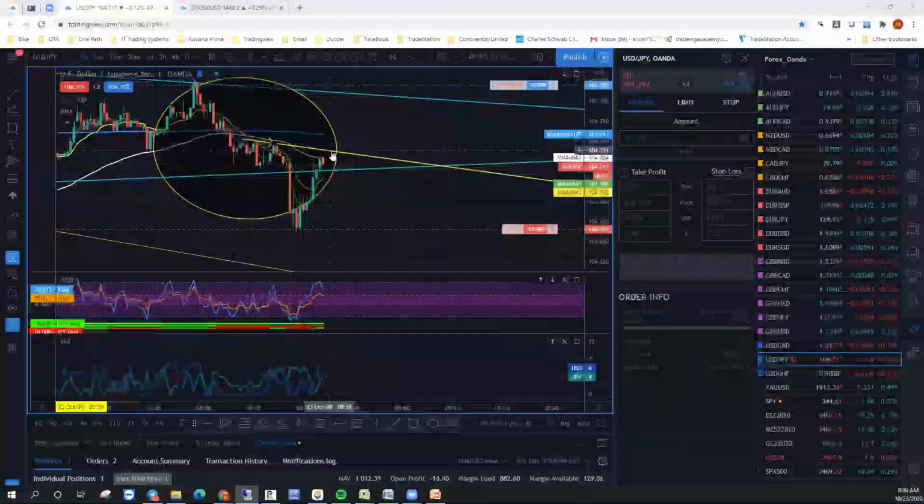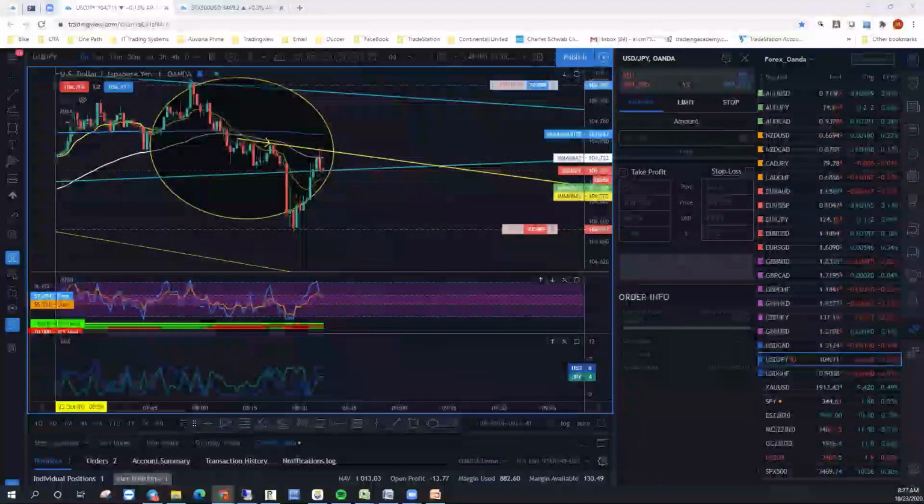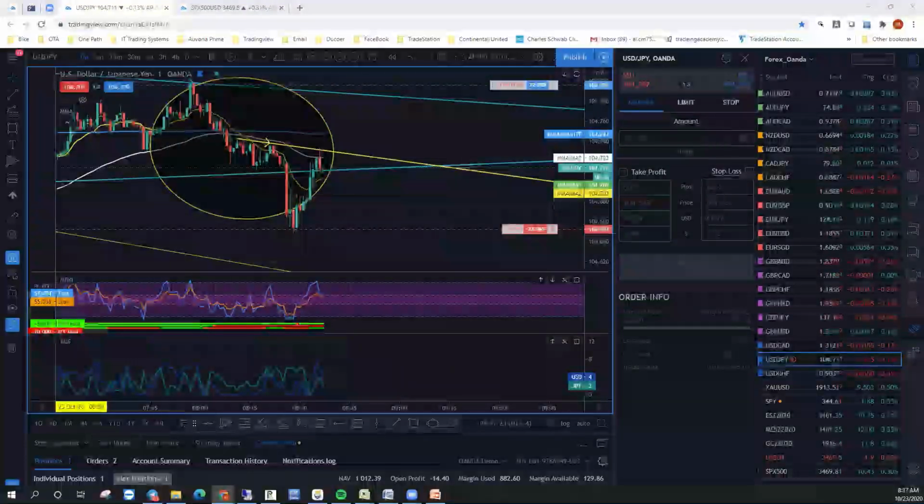Nice little bounce off of this little trend right here. Everything's still a go. U.S. Swiss 8:15. Let's look at the higher time frame and see where this thing's going. I'm noticing it's breaching my trend lines. Every one I draw, it just makes it a little bit weirder.